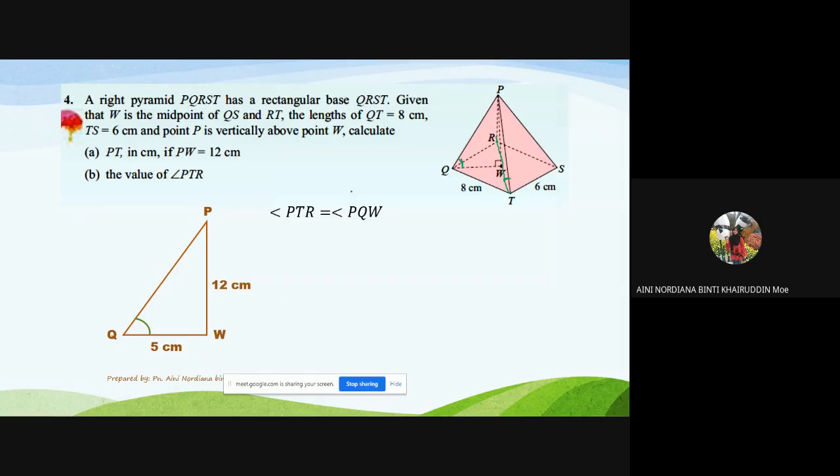Use tangent because you have opposite and adjacent. So 12 over 5. Then use your calculator: tangent transfers to tangent inverse of 12 over 5. Then this is the answer. Use your calculator to calculate this.